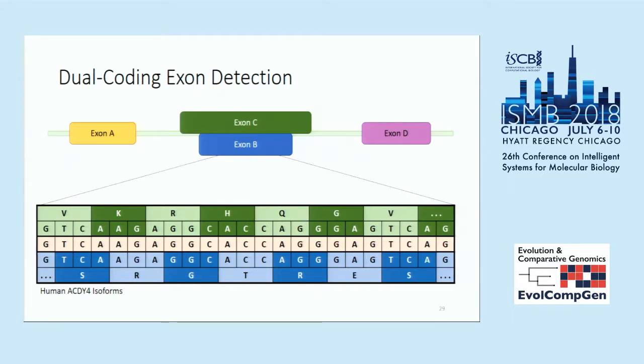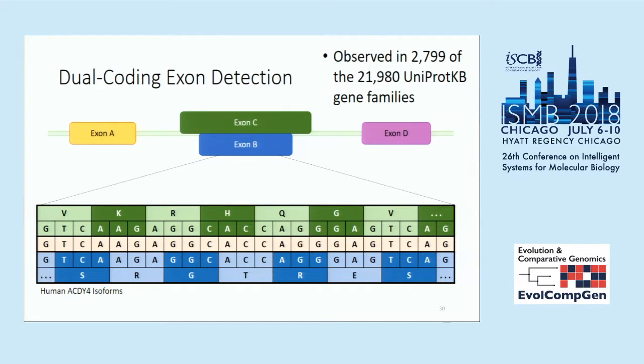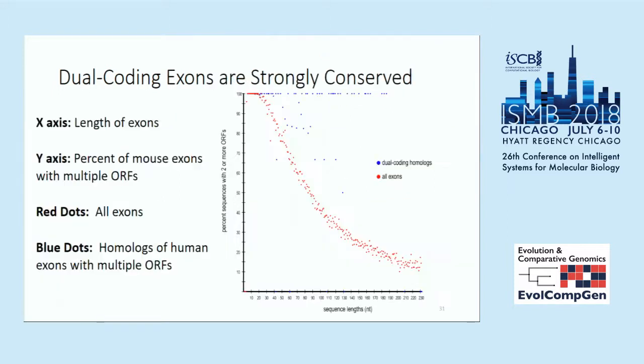But previous estimates have postulated that there are about 1 to 200 genes with dual coding exons. Mirage, however, has noted that there are about 2,800 gene families that have dual coding exons in the UniProt KB dataset. Now, at first we were worried that these might just be artifacts of noisy splicing and might not have any real biological importance. To examine this, we've performed a series of preliminary tests, and here are some exciting results from one of those.